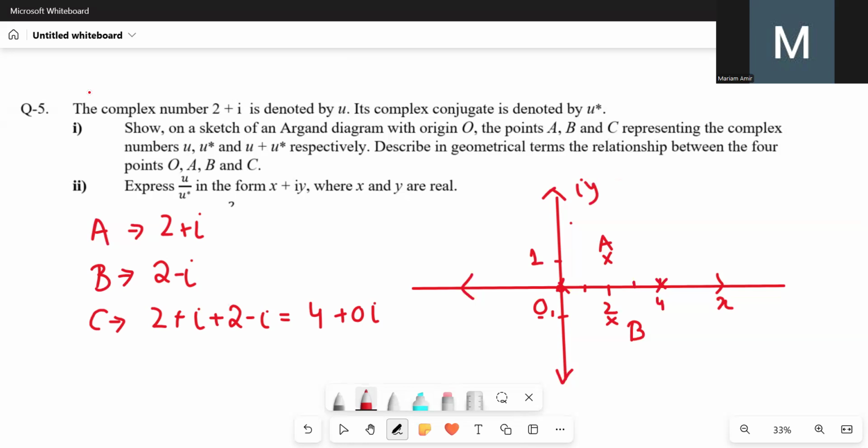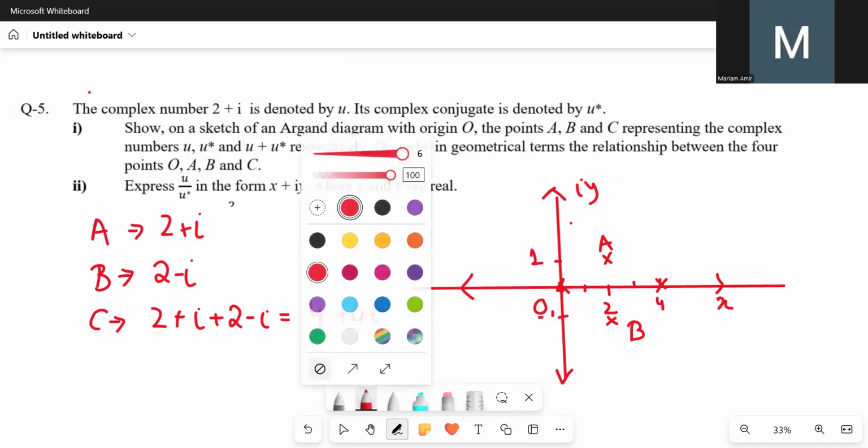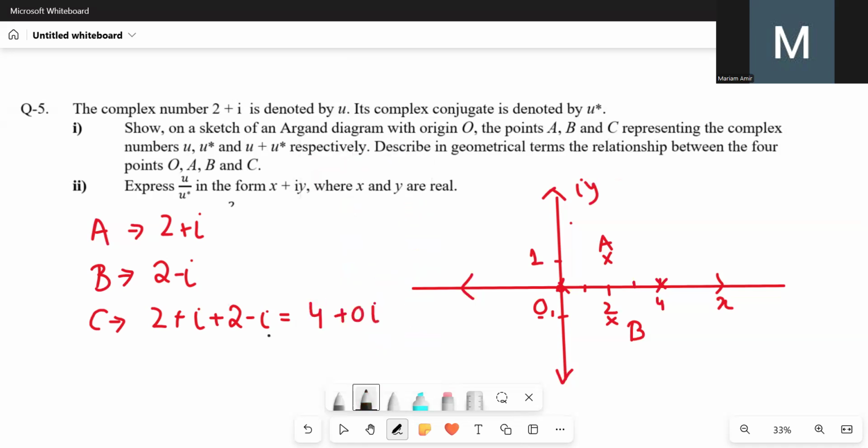But in the second part, it says describe in geometrical terms the relationship between the 4 points. Now I might need to join this with a light pencil and see what shape this is. Okay, so it's either a parallelogram or a rhombus. How do we establish which one it is? If it's a rhombus, all 4 sides are equal. And if it's a parallelogram, then the opposite 2 sides would be equal.